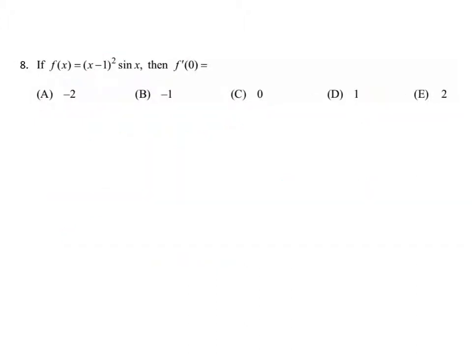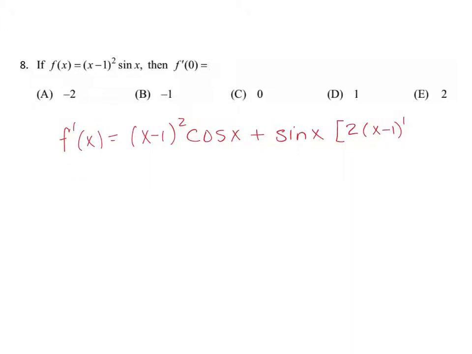Okay, for this problem, I think we forgot some of our trig values here. Now we will have to do the product rule. So f prime at x, we have the first times the derivative of the second plus the second times the derivative of the first, which is chain rule. So we're going to have 2 times x minus 1 to the first times the derivative of the inside.